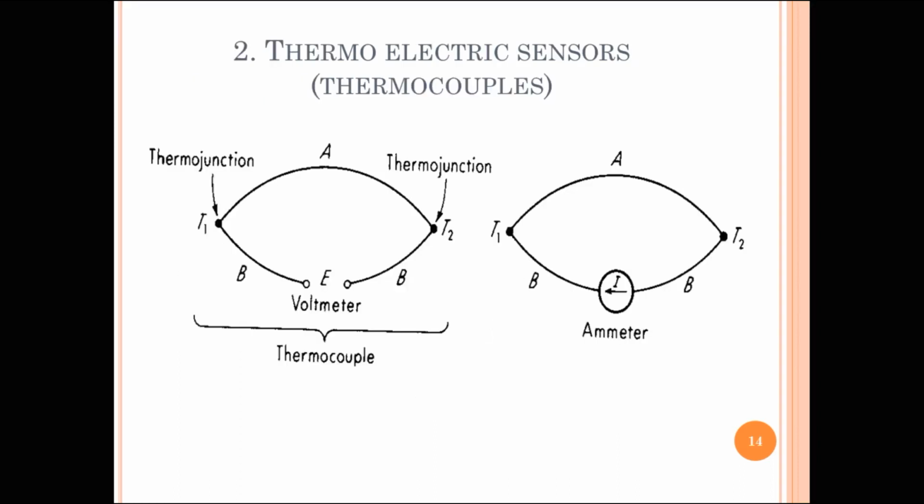Next one, thermocouples. If two wires of different materials A and B are connected in a circuit with one junction at temperature T1 and the other at T2, then an infinite resistance voltmeter detects an EMF, say E. Magnitude of E depends on the materials A and B and temperatures T1 and T2. Similarly, current I can be measured using an ammeter.